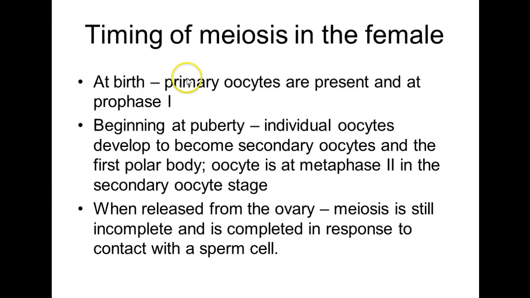Okay. So, timing of meiosis in the female is also different from the male. So at birth, all the primary oocytes are present, and they are at prophase 1. Beginning at puberty, these individual oocytes develop to become secondary oocytes and the first polar body. The oocyte is at metaphase 2 in the secondary oocyte stage. When released from the ovary, meiosis is still incomplete, and it's completed in response to contact with sperm cell.